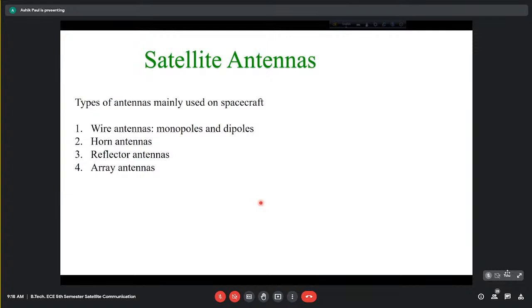The next topic that we will be talking about is the satellite antennas. That means the antennas which are used on board the satellite. There are different kinds of antennas which are used, and we could understand that at the time of launching of the satellite, neither the antennas nor the solar panels are moved out.